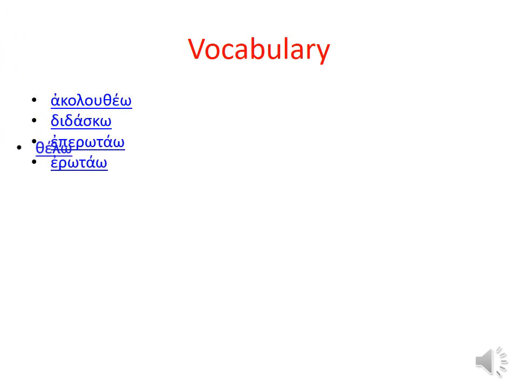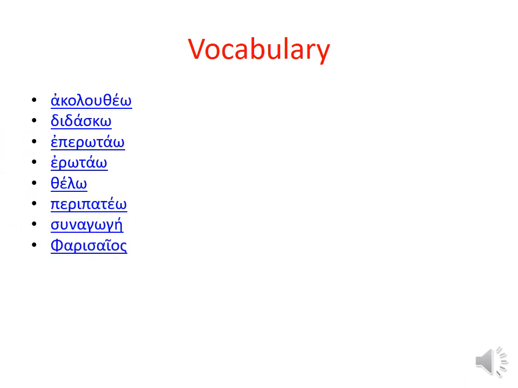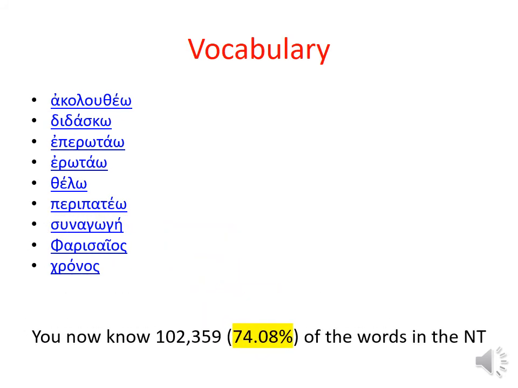Let's read over the vocabulary, making sure we put our accents in the right place. Akoloutheo, didasko, eperotao, erotao, dullo, peripateo, sunagoge, pharisaios, chronos. Closing in on 75% of the words in the New Testament.